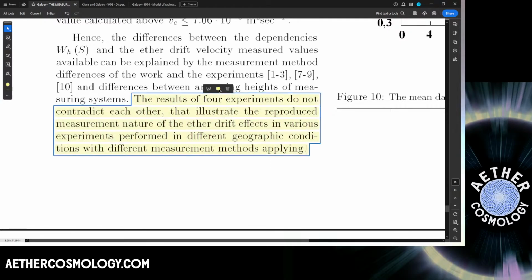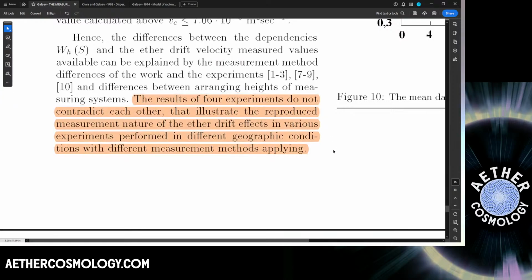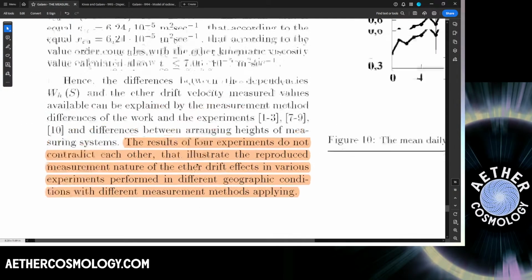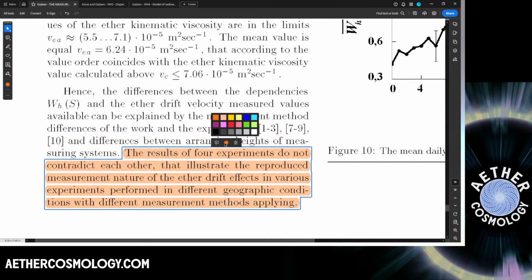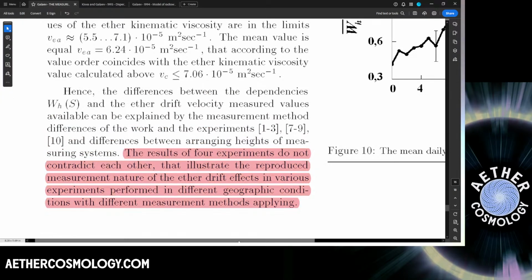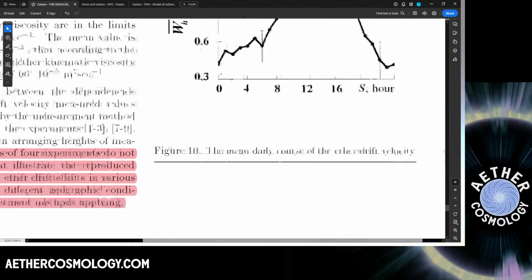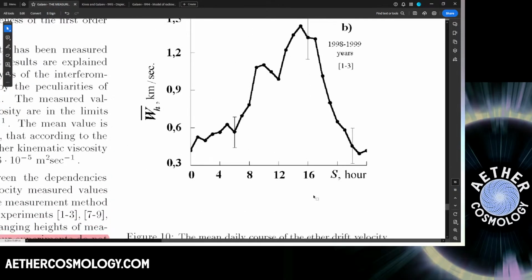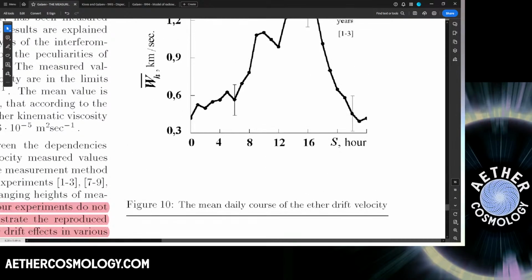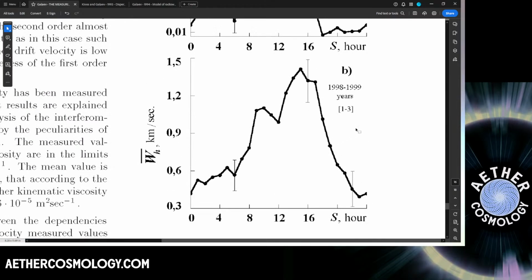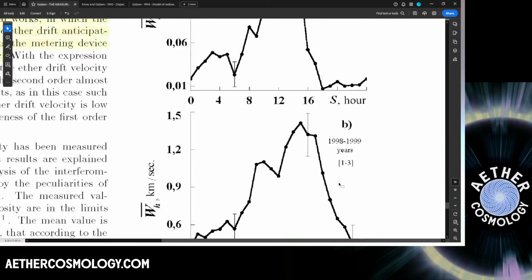Boom. So Miller reproduced with different apparatuses, different locations, different materials, etc., yet the fluctuations are measured the same when you plot them against sidereal time. The mean daily course of the ether drift velocity. Nice.